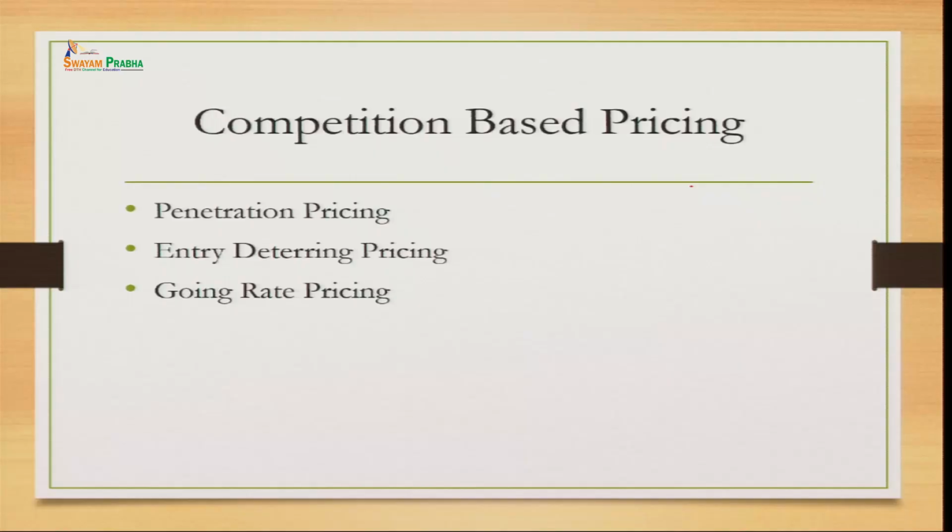Then we have another policy which is called entry deterring pricing. If you remember, this is the policy usually taken up by oligopoly firms. We have seen that in this market, though there is no restrictive entry, they still create a barrier for other players to enter this market. And how do they use this pricing policy?